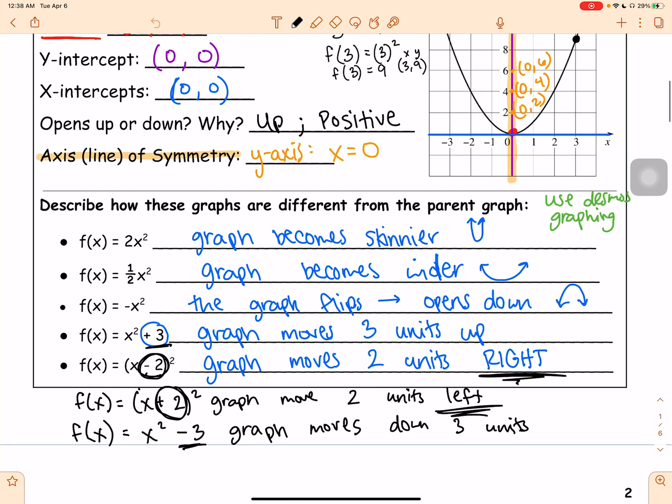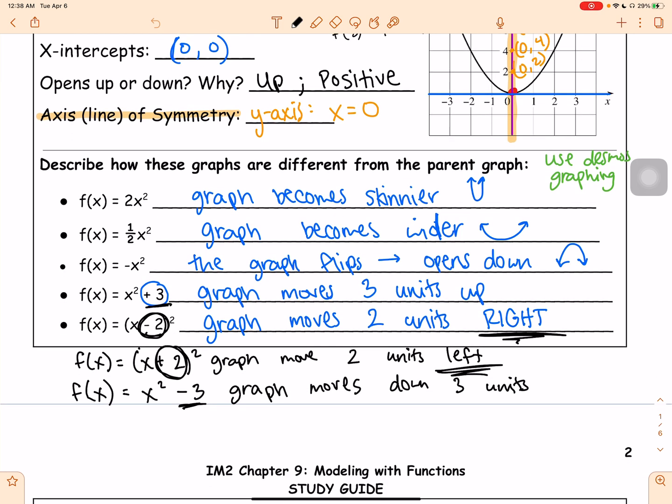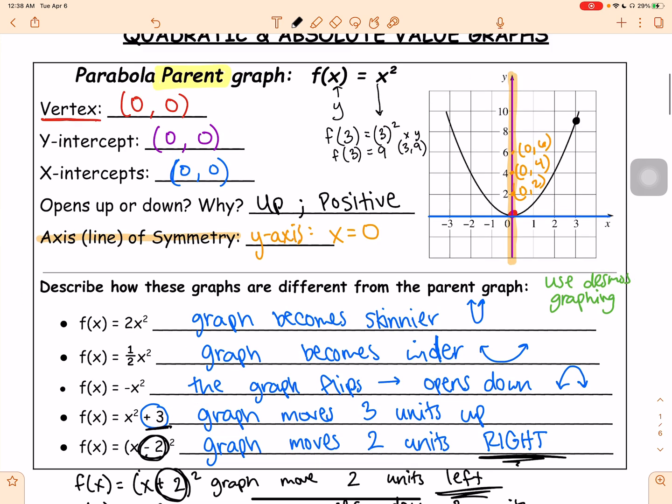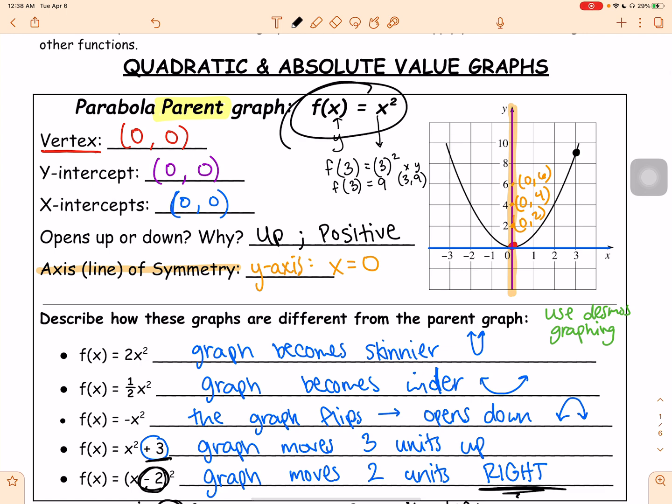So we've experimented with a lot of these things, and if you don't remember them, you can go ahead and plug these into Desmos and compare them to your parent graph, which the parent graph is f of x equals x squared, or you could say it's y equals x squared, right? F of x is just y. So just keep that in mind, okay?